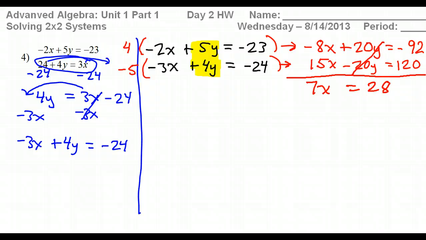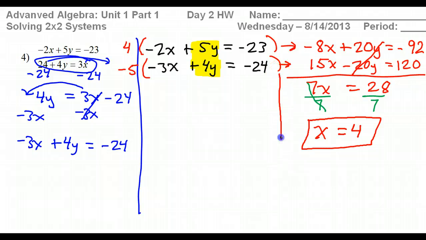So when I go to divide, dividing by 7, I end up with x equals 4. Okay, so x equals 4.